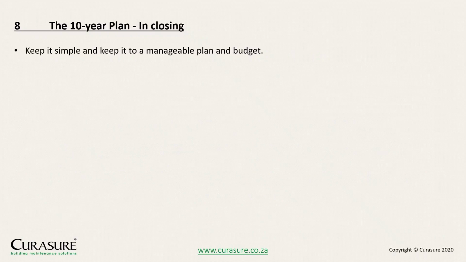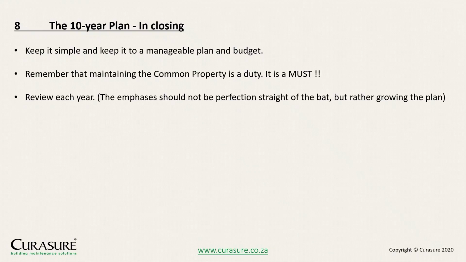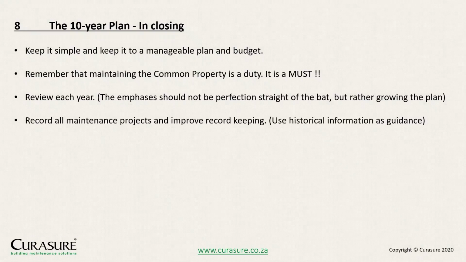In closing, we'd like to recommend the following steps. Keep it simple, and keep it to a manageable plan and budget. Remember that maintaining the common property is a duty. It is a must. Review each year. The emphasis should not be perfection straight off the bat, but rather growing the plan. Record all maintenance projects and improve record keeping. Use historical information as guidance.